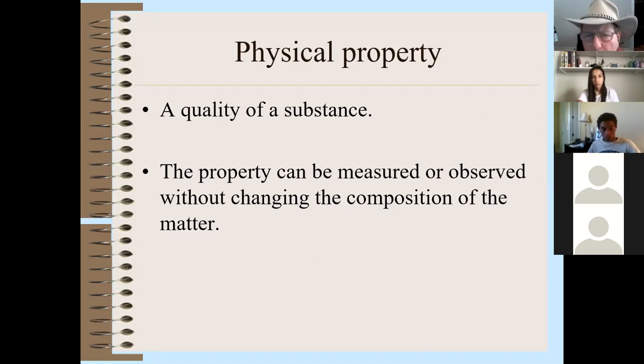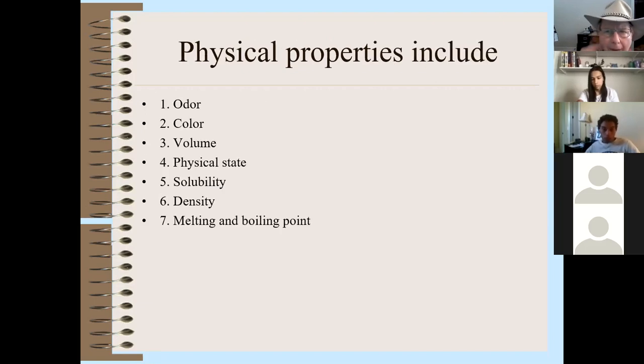So we're talking physical properties. We're talking about the quality of a substance. It's a property that can be measured or observed without changing the composition. Basically, we're talking odor, color, volume, physical state, solubility, density, melting and boiling point. Guys, physical properties are what we use in chemistry to determine what a substance is.